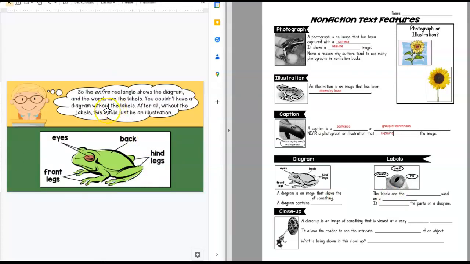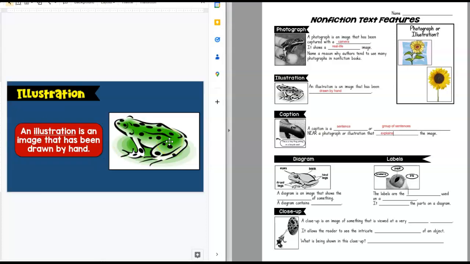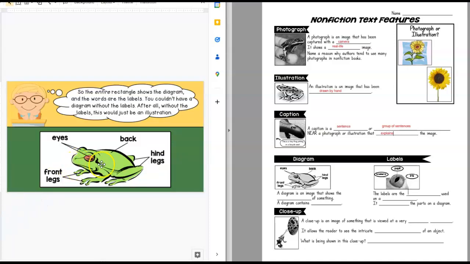Okay, so the entire rectangle shows the diagram and the words are the label. So this thing has 2 vocabulary words on it. We have a diagram and labels. You couldn't have a diagram without the labels, because without them, this would just be considered an illustration. So if we go back to this picture, it is an illustration. There are no labels. This is an illustration with the labels, which makes it a diagram.